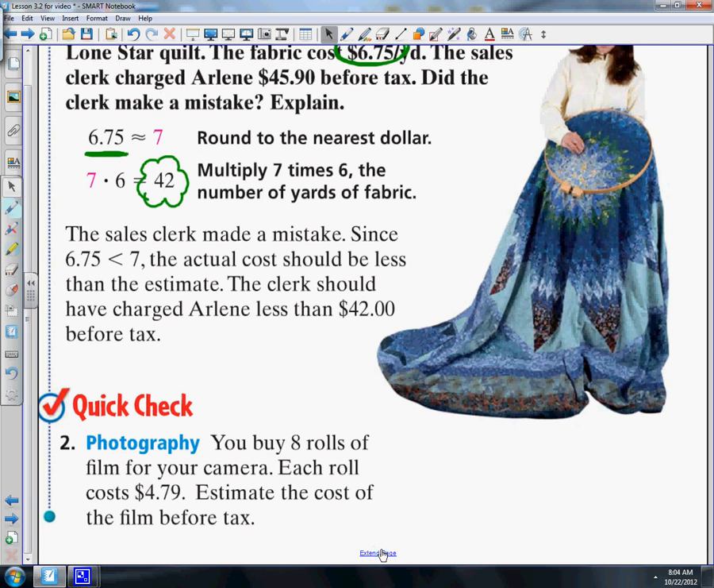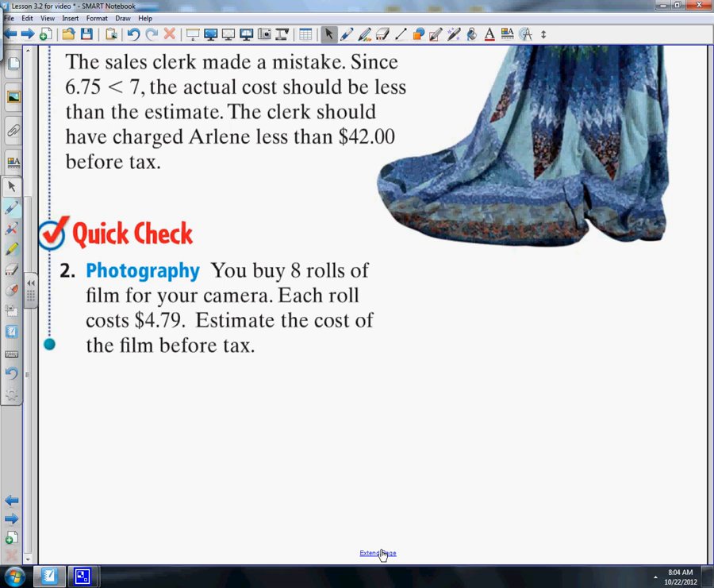So try this next problem. It says, you buy 8 rolls of film for your camera. Each roll costs $4.79. Estimate the cost of the film before tax. So try that real quickly, and then push pause, and then we'll come back.